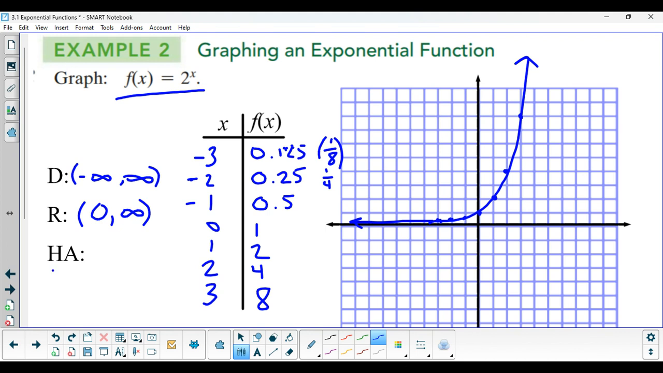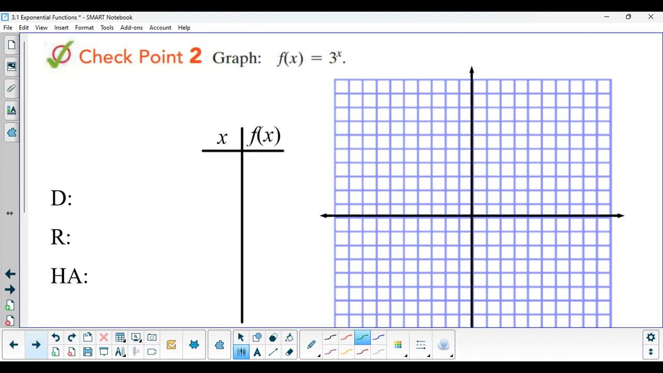This next part, the HA, stands for the horizontal asymptote. So we're going to say that our horizontal asymptote, I'm going to use this green marker to show, is an imaginary line that the graph is going to get really close to, but it never actually crosses it. And that's going to be right at 0 along the x-axis. So the equation of that line is y equals 0. We'll do this part in class.